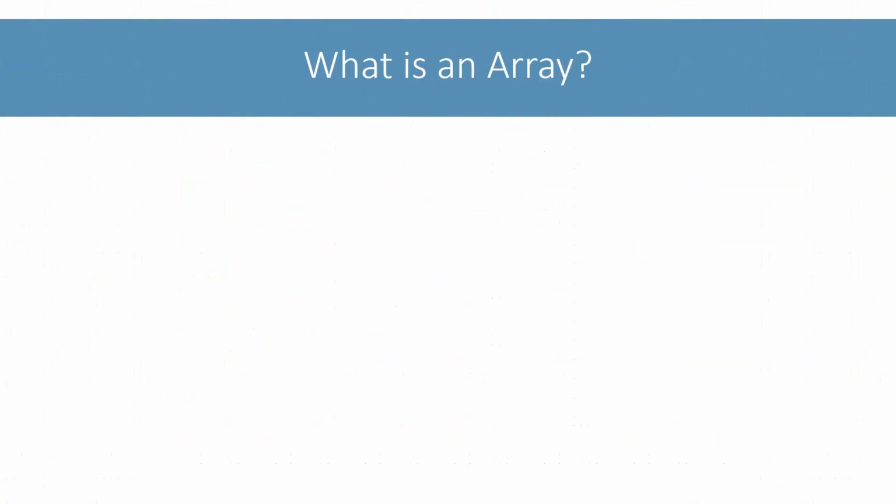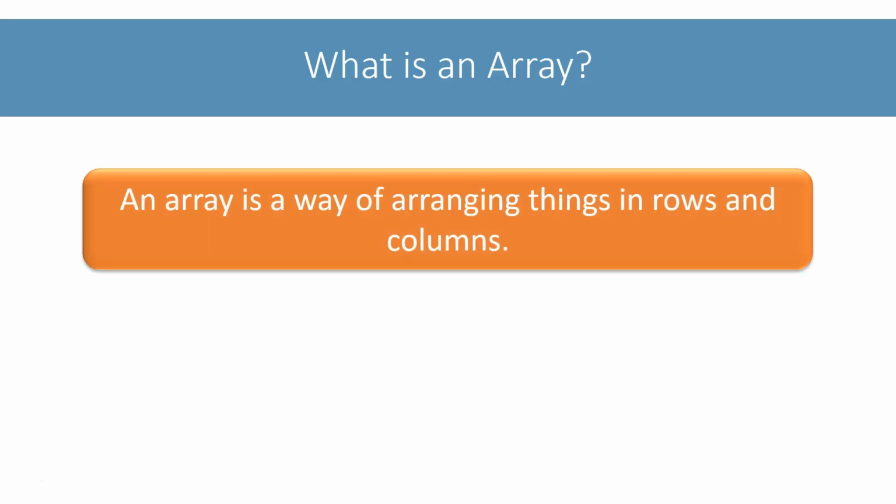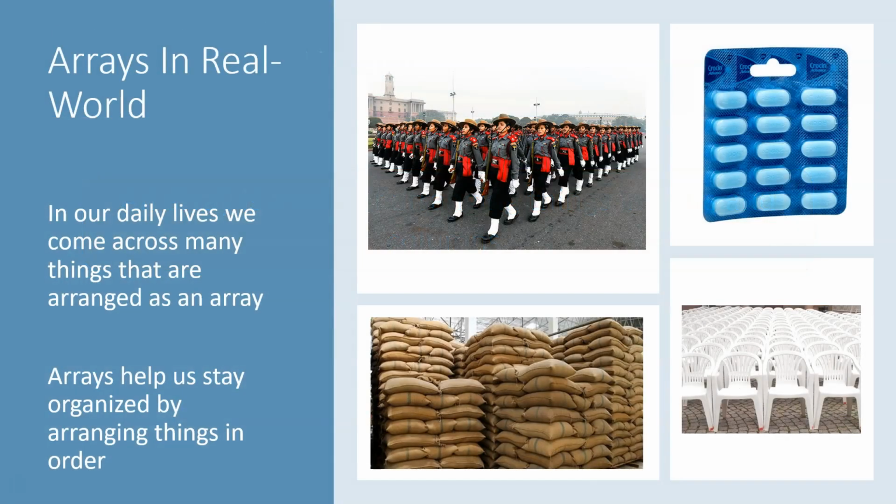I showed you a problem that arises out of using variables when dealing with large sets of information and told you that the solution is to use arrays. The next obvious question you have is, what is an array? An array is a way of arranging things in rows and columns. In our day-to-day lives, we come across many things that are arranged as an array. Let's quickly look at a few examples.